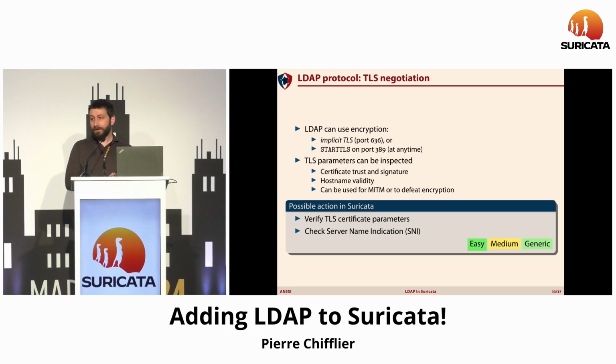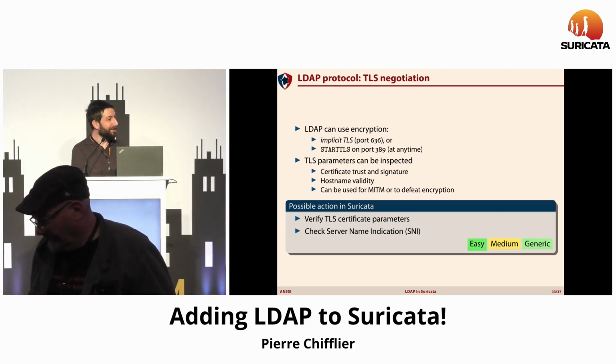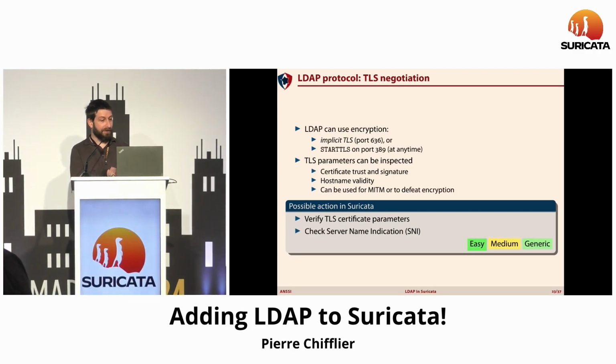Also, since you have encryption, and when you have also written a parser for X509 certificates, you are interested in the encryption parameters. There are two kinds of encryption, and I won't go into details again: implicit and StartTLS. The goal is to extract the encryption parameters and be able to inspect them. The pull request was sent just yesterday, so it should be fine.